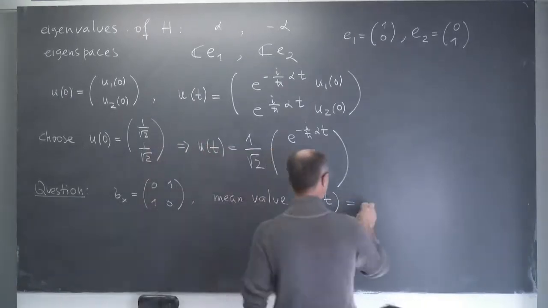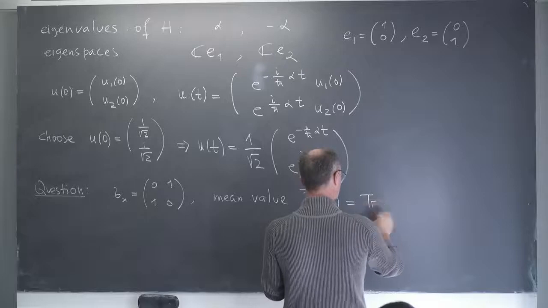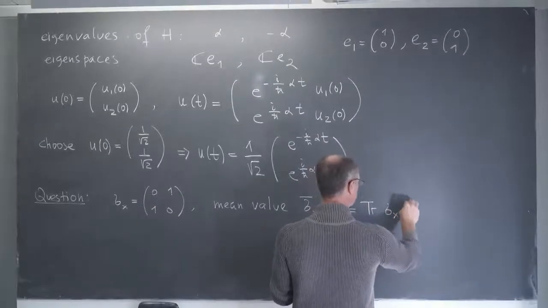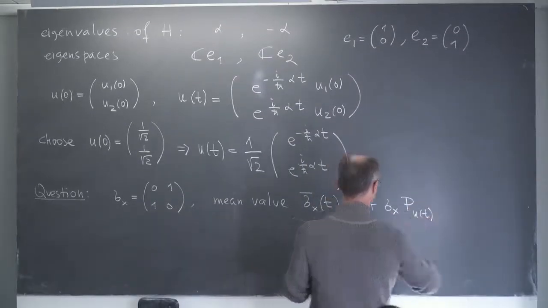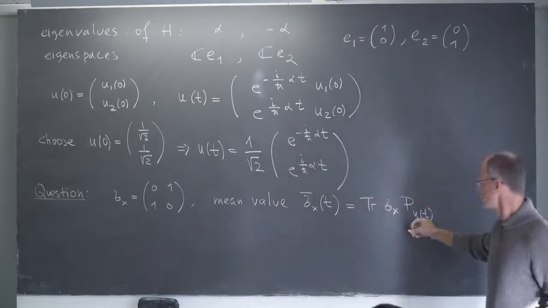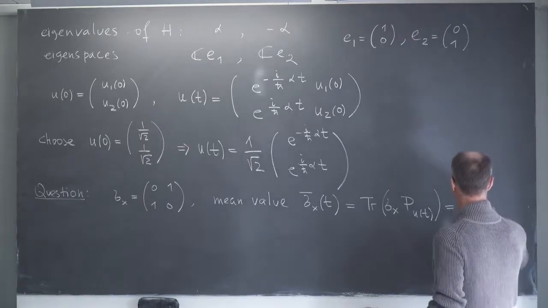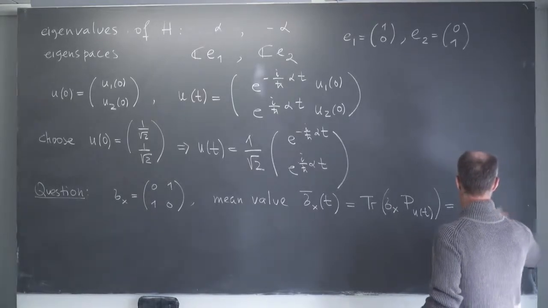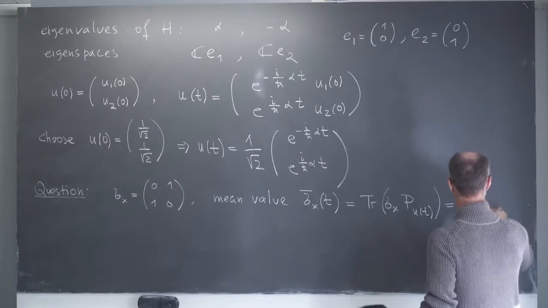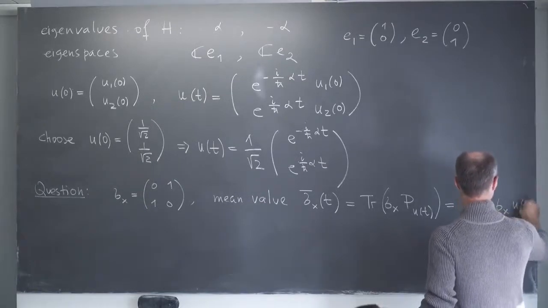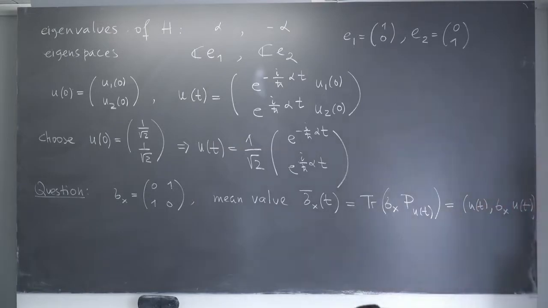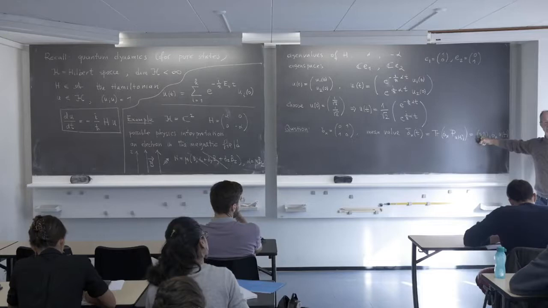So let me recall that this mean value will be the trace times the projector, or maybe a simpler formula for us. It will be given by this expression, right? You should act on the vector by the operator sigma x, and take a Hermitian product again with the same vector.